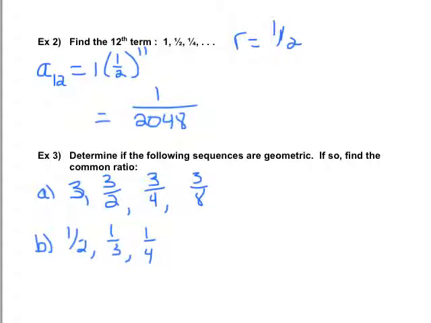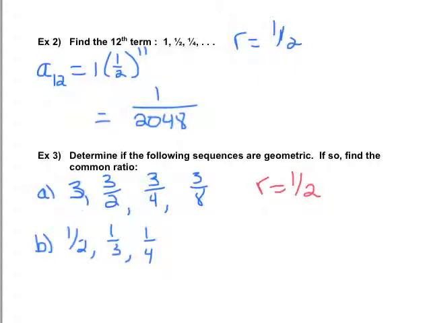So we can also determine if sequences are geometric or not. You do that by making sure each successive term has the same common ratio in between. If you look at 3 going into 3/2, if I take 3/2 and divide by 3, I get a common ratio of 1/2. 3/2 times another 1/2 gives you 3/4. 3/4 times 1/2 is 3/8. So everything here is the same. They all have the same common ratio, so it is geometric, and the common ratio is 1/2.